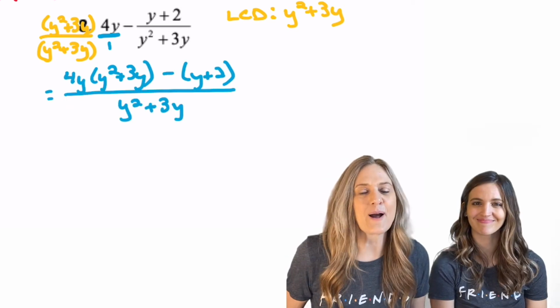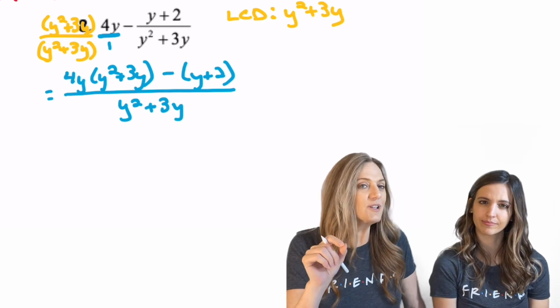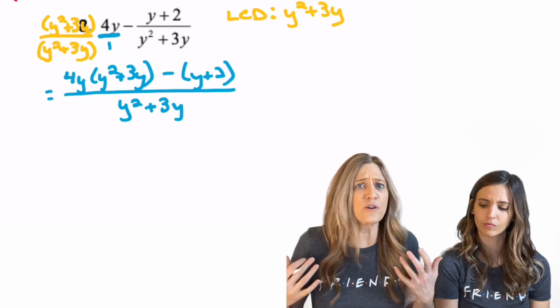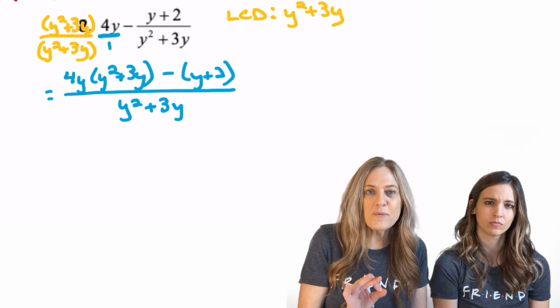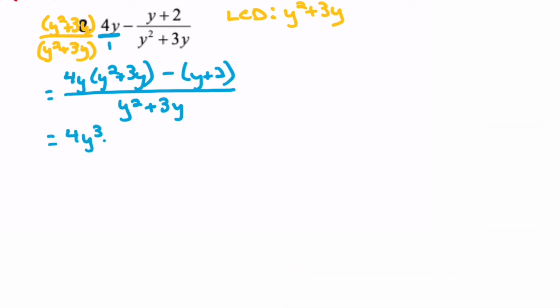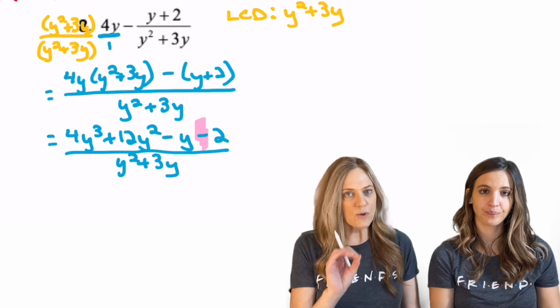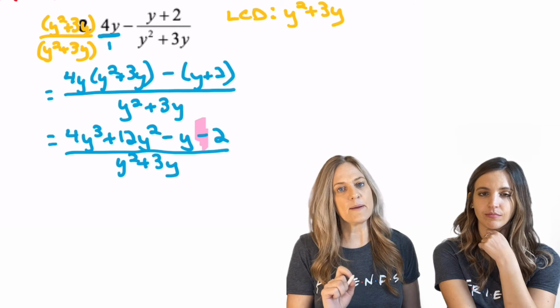Okay, we have our least common denominator. I pulled it together. Look at that second fraction. When you pull it together, we're subtracting it. So you gotta hug out the y plus 2, or you might forget to subtract all of y plus 2. Let's distribute the 4y and simplify that numerator. There was nothing to combine once I distributed the 4y and distributed the minus sign into the y plus 2.